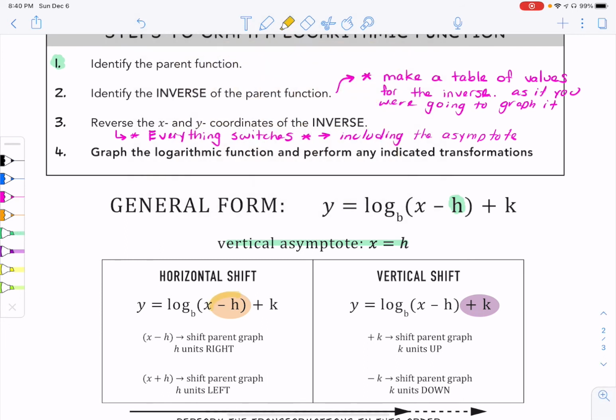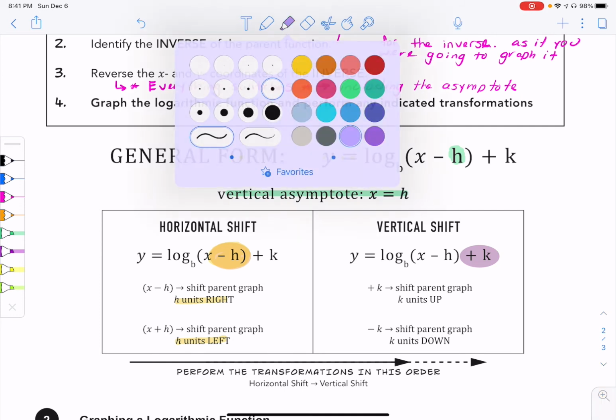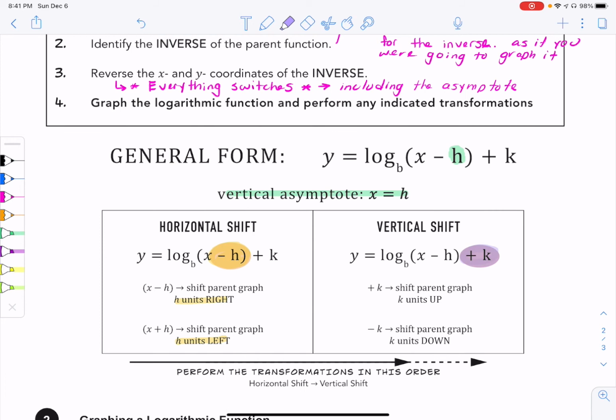All right, your horizontal shift, as it has been all year, is directly with the variable in the parentheses. If it's x minus h, it's shifting to the right. If it's x plus h, you're shifting to the left. And your vertical shift is your k value. That's if you're shifting up or down. So if you're shifting up, that means you're adding k, and subtracting k tells us to shift down.